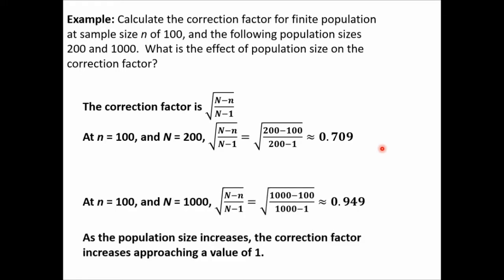But if we take a sample of the same size, 100, but from a larger population of 1000, we can see that as the population size increases, the correction factor approaches 1. That's 0.949. That's why we say that the larger the population, or the more infinite the population is, there will be no need to do any correction for the estimation of population mean or population proportion.